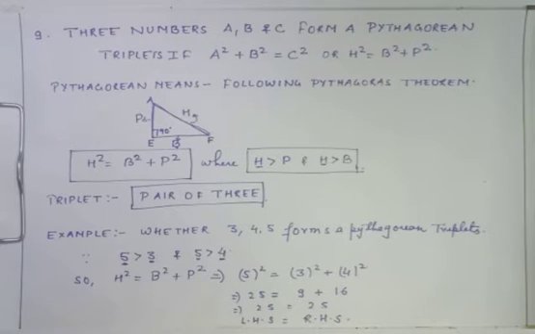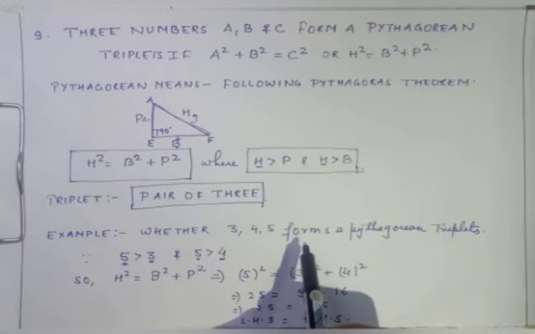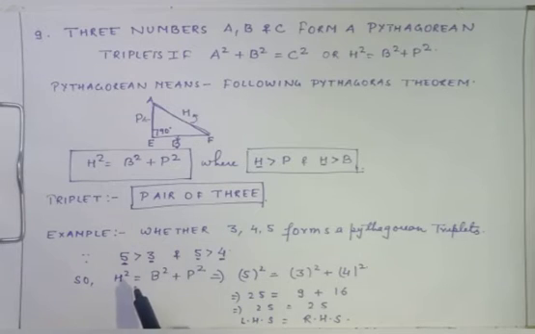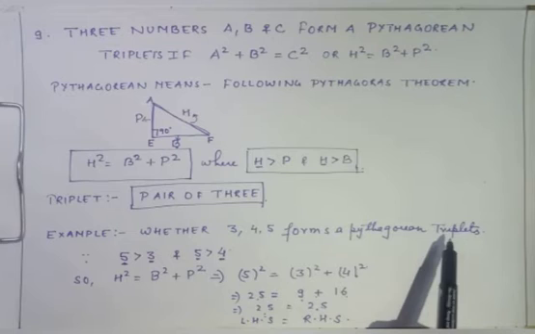Now if it is a Pythagorean triplet, then it has to follow Pythagoras theorem. Over here H square, 5 is H, so 5 square is equal to base square plus perpendicular square. 5 square means 25 is equal to 9 plus 16, so 25 is equal to 25. This shows that LHS is equal to RHS, hence it is a Pythagorean triplet.